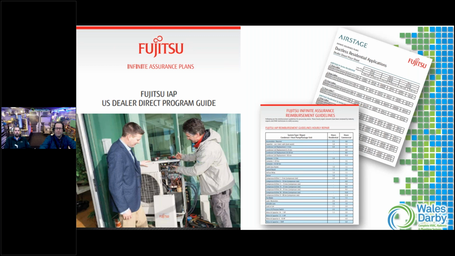Especially in New York City and New Jersey, there's a lot of saturation. There's hundreds, if not thousands, of contractors here. This is a tool, this is really what it is. It's a resource for you guys. The Infinite Assurance Program has been around for a couple of years now. If you're not sure where to find that, I will give you that direction in a few seconds.